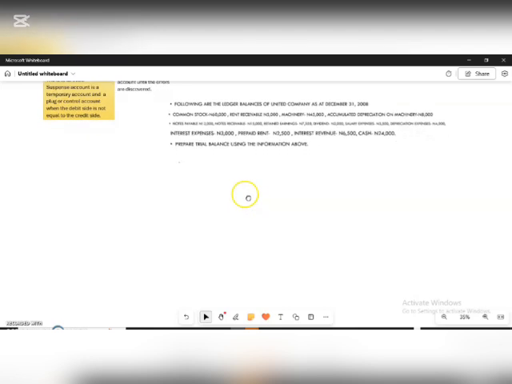We have the following question. The following are the ledger balances of United Company as of December 31st, 2008. Let me post that. Let me try and shift this up a bit.